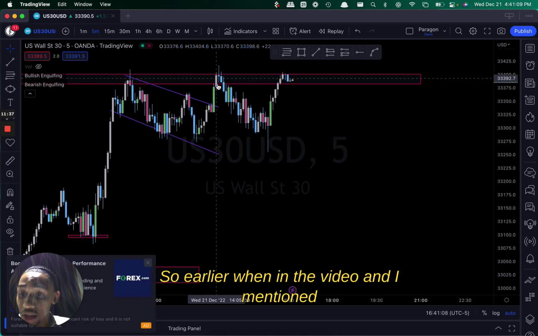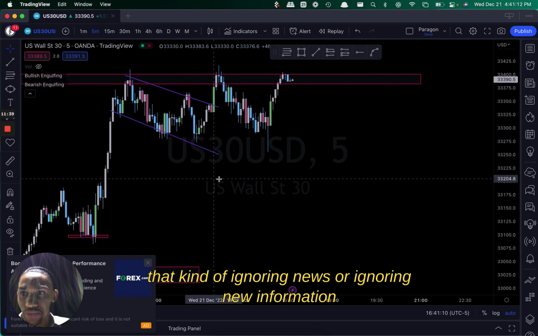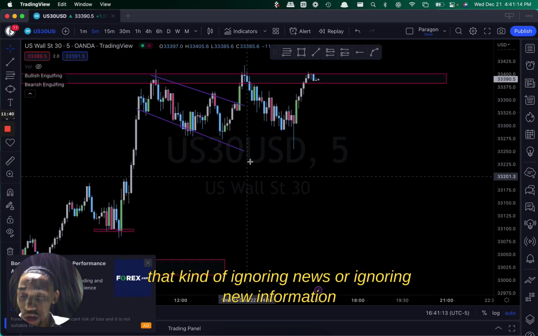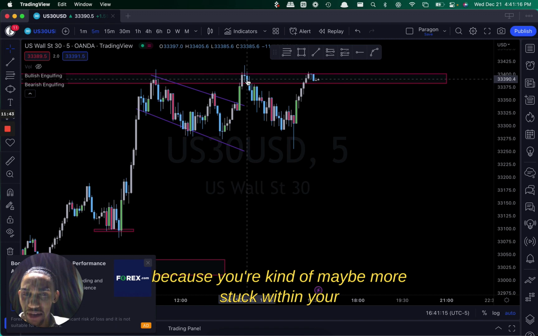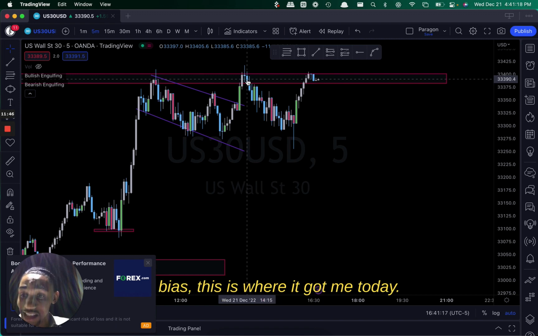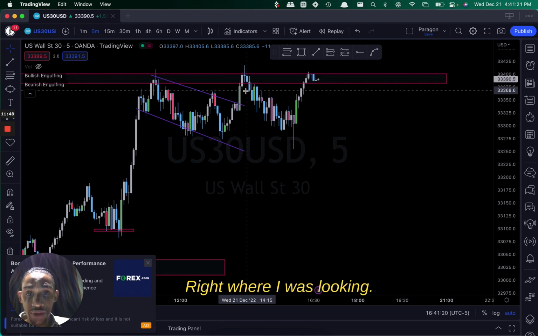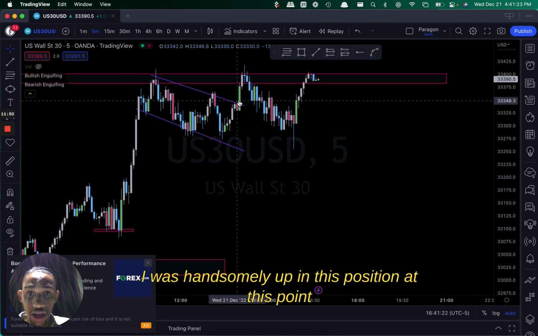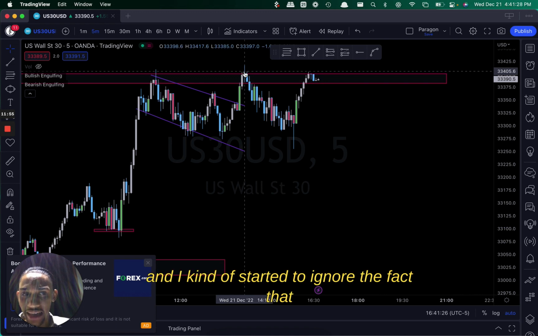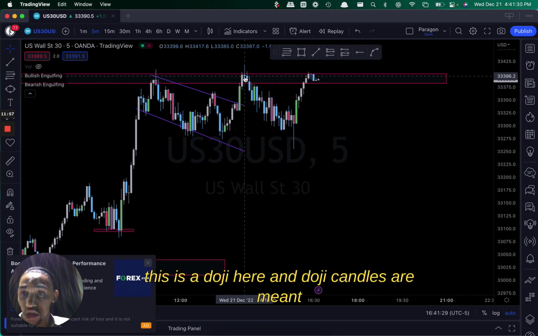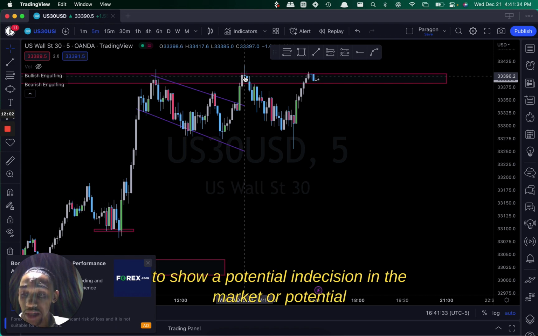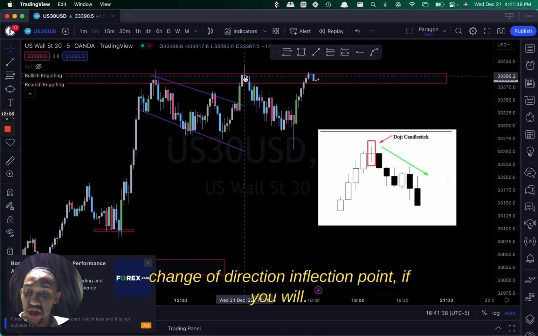So earlier in the video, when I mentioned ignoring news or new information because you're maybe more stuck within your bias, this is where it got me today, right? I was handsomely up in this position, and I started to ignore the fact that this is a doji here, and doji candles are meant to show potential indecision in the market, or a potential change of direction, an inflection point, if you will.